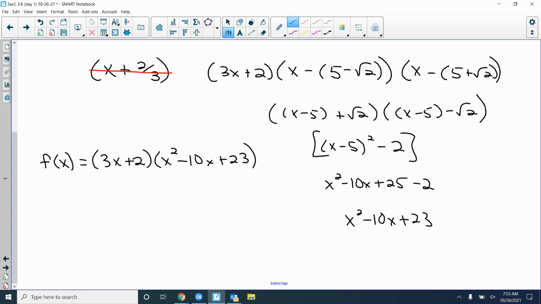But when you are done from here, sometimes it's okay to leave it like that, but this time I don't want you to. When we're done, we'll get 3x cubed minus 28x squared plus 49x plus 46. Okay, so that'll be the case. All right, do need to know how to do that.